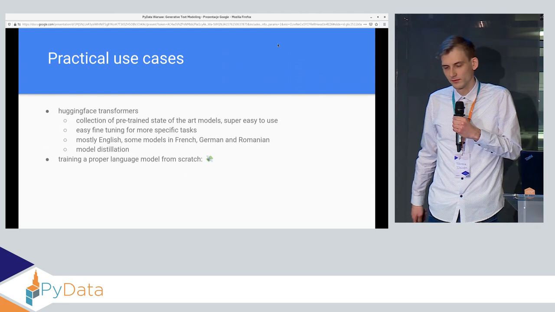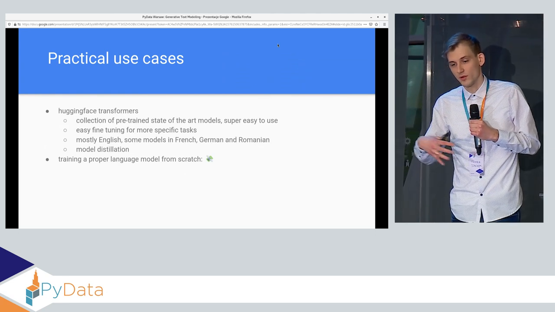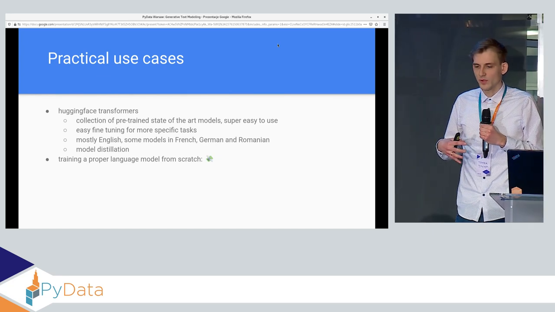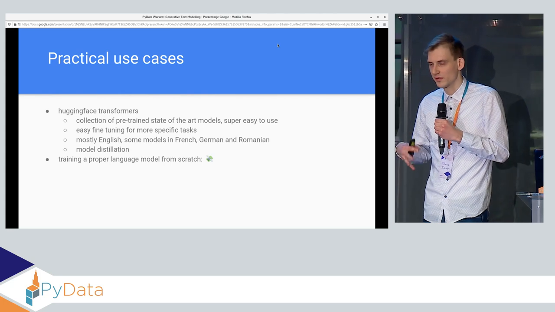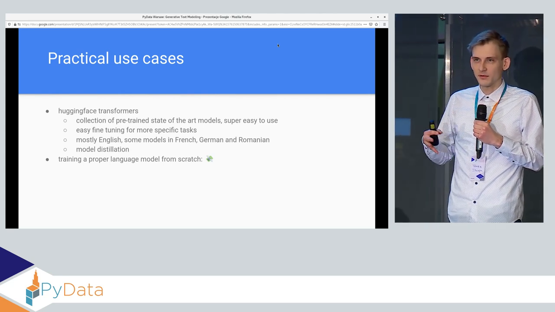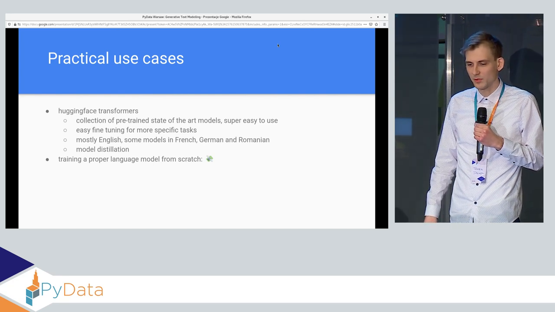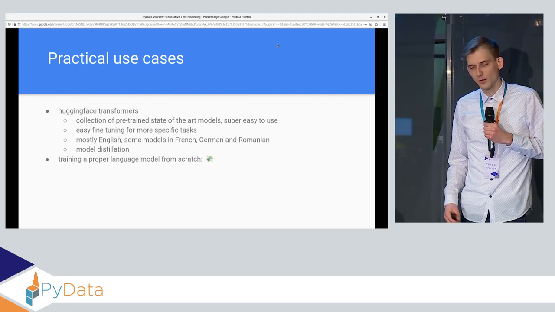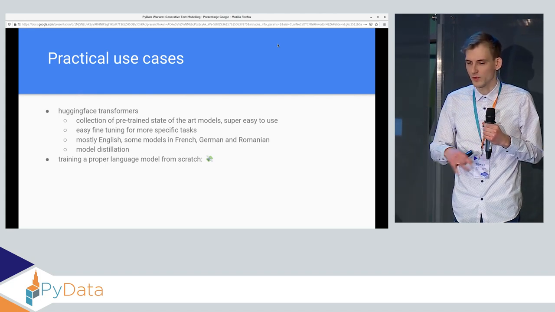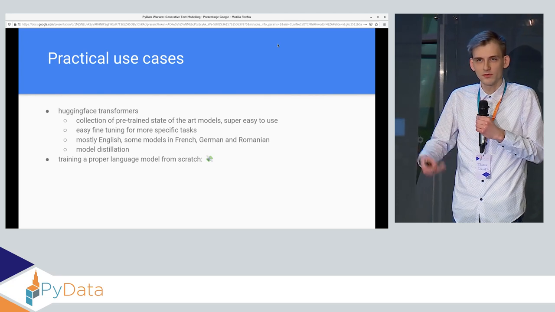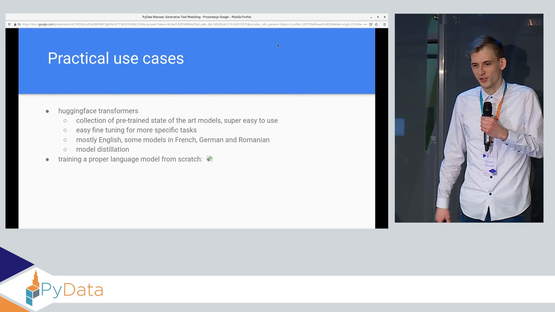Practical use cases. How can I actually use language models for my own usage? There is a wonderful library called Hugging Face Transformers. Hugging Face is the company, Transformers is the name of the library. It contains language models from the past couple of years with pre-trained weights, which you can very easily interface with. With four lines of code, you can have your own GPT-2 running on your own machine, generating unconditioned samples.